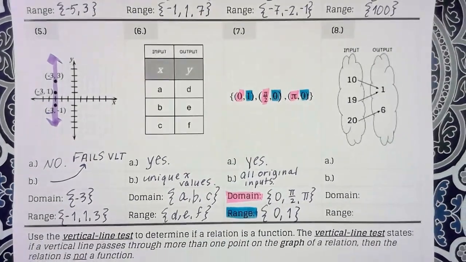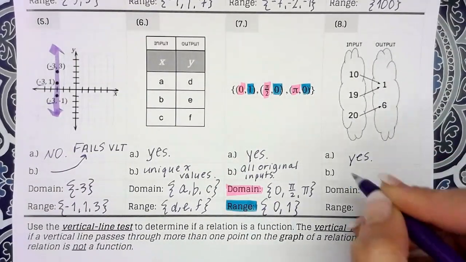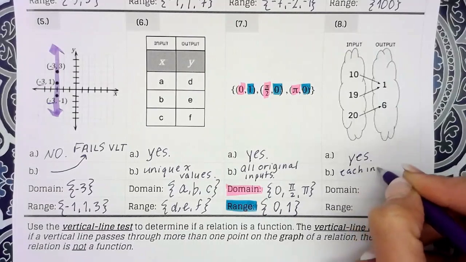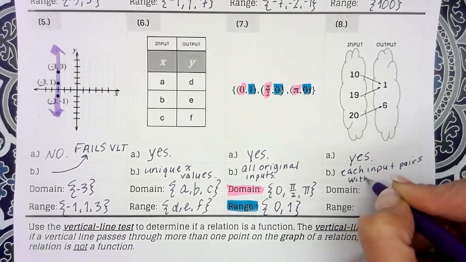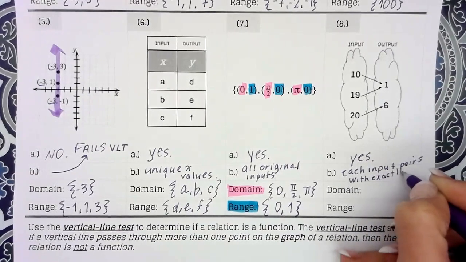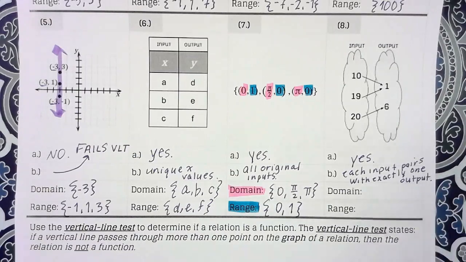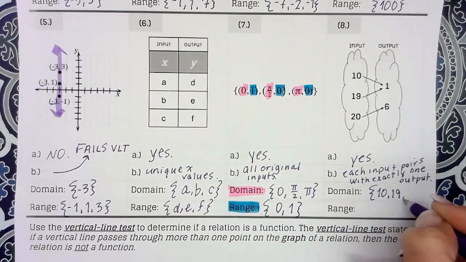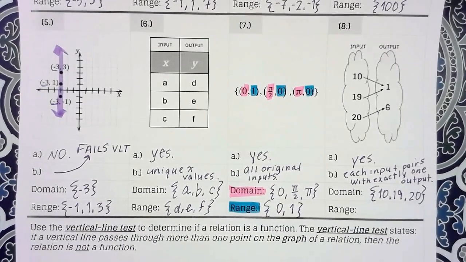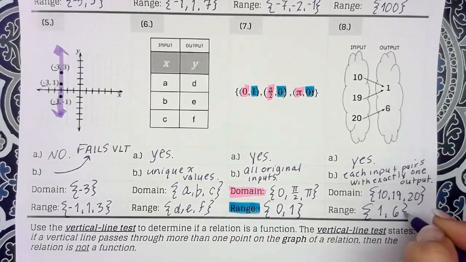Last, we have another mapping diagram. Input, output. Is this a function? Yes. Each input pairs with exactly one output. So if you notice, I wrote it differently every single time. Domain, least to greatest, I have 10, 19, and 20. And then output, I have 1 and 6 for my range.